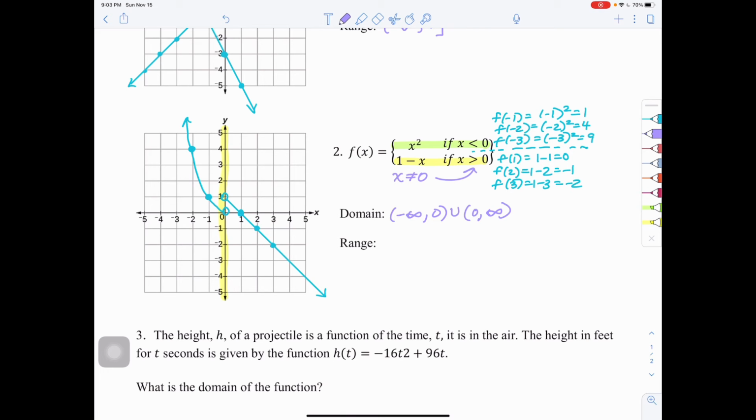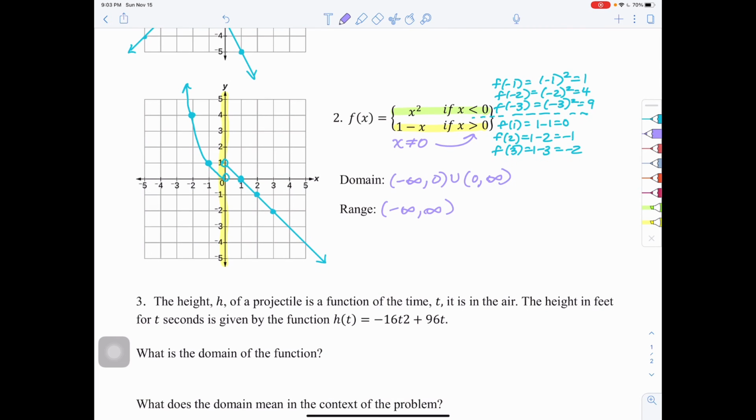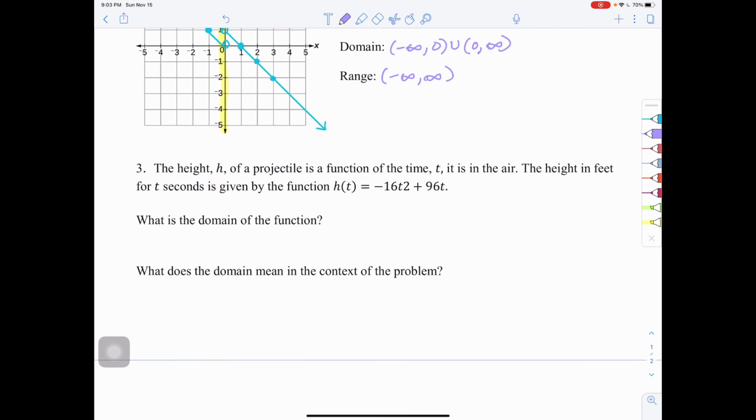Now let's look at these y values. Take a look at these y values. So we're going to have all the way from negative infinity. Y equal to 0 is taken up, and y equal to 1 is also taken up. So this includes all y values. So the range is all reals. Okay? Even though this has an open circle here, it's filled in over here at a different x value, has that y value.